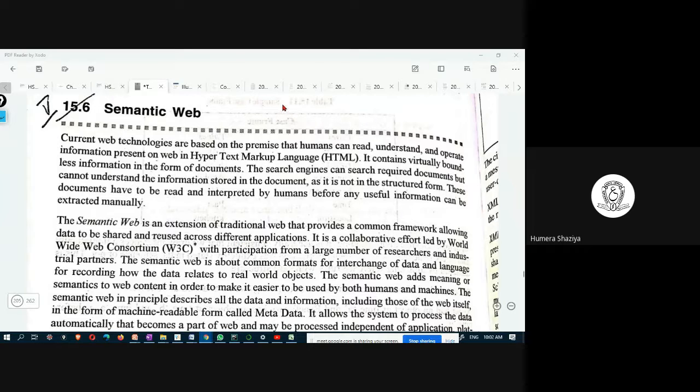Semantic web is an extension to traditional web. The web prior to semantic web is known as traditional web. In the traditional web, there was no concept of meaning. Meaning is not of significant use. It is just about the text, the syntax or the words, but not the meaning.